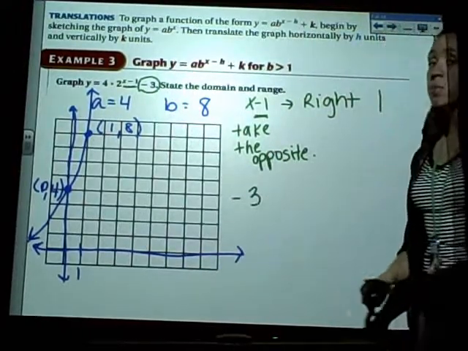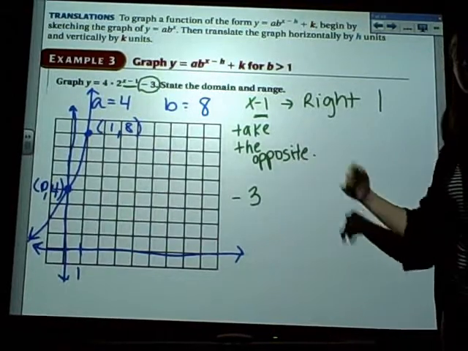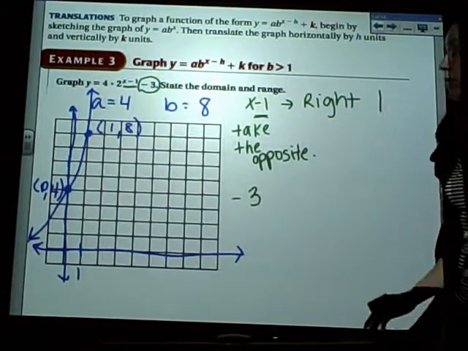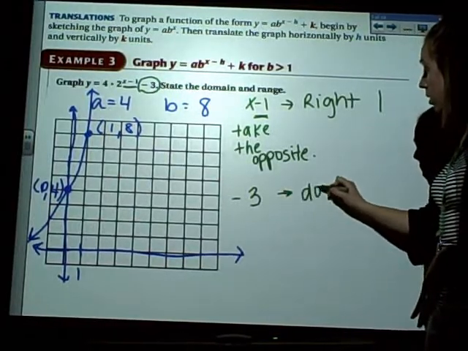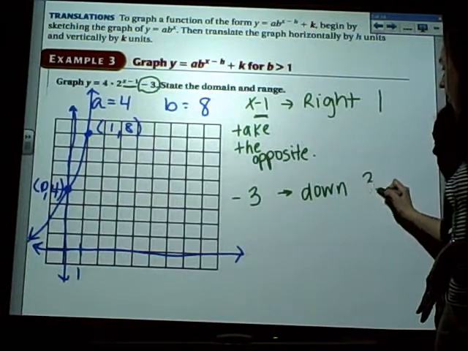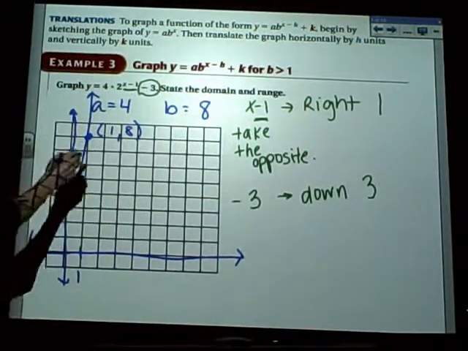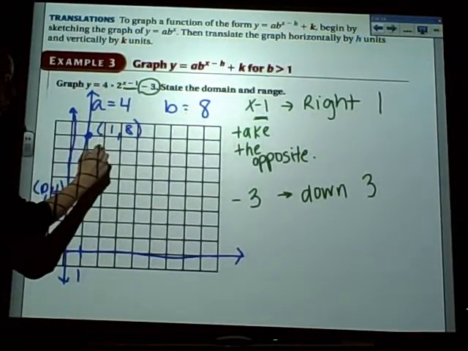Now, look at that negative 3 there. If you guys will remember, when we graphed other functions, if we had a negative 3 at the end, everything moved down. And you know what? It's exactly the same thing for this. So because I have a negative 3, I'm going to move down 3. So I'm going to take both of my points here and move them to the right 1, down 3. So right 1, down 3.